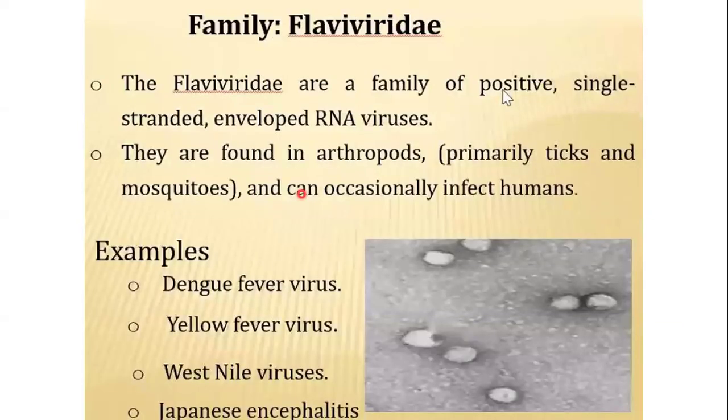Okay. Flaviviridae, it's a family of positive single-stranded enveloped RNA viruses. They are found in arthropods, primarily ticks and mosquitoes, and occasionally infect humans. Remember, we said these are the vectors. They can affect humans and they can affect animals. Examples are dengue, yellow fever, West Nile, and Japanese encephalitis.